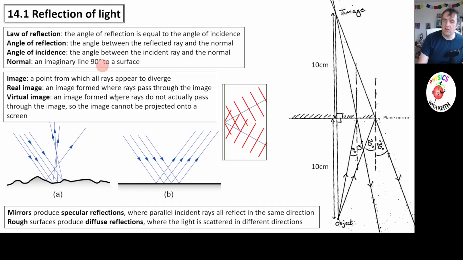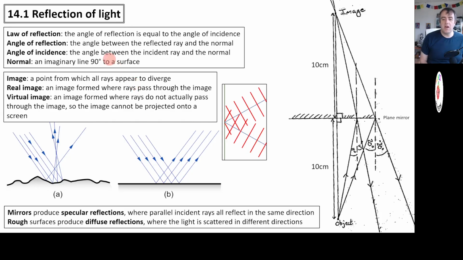And the law of reflection is easy to see it apply in specular reflections. Angle of incidence, I've said here, between the angle between the reflected ray and the normal. Angle of incidence is between the incident ray and the normal. Angle of reflection between the reflected ray and the normal. I had a horrible feeling I'd got it wrong on the board then, because I seemed to say it wrong. But no, it's right there. Normal, a line that's 90 degrees to the surface, fine.